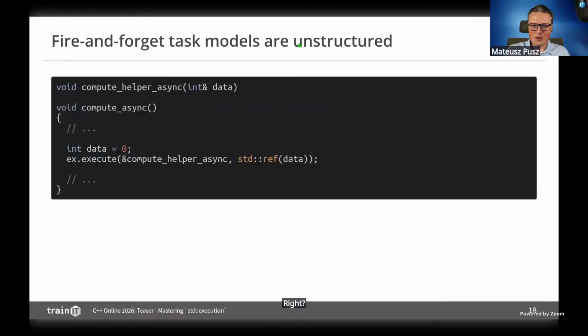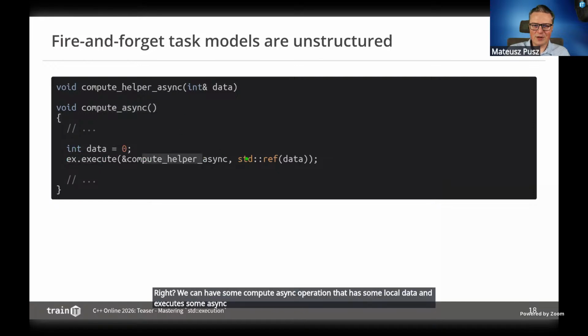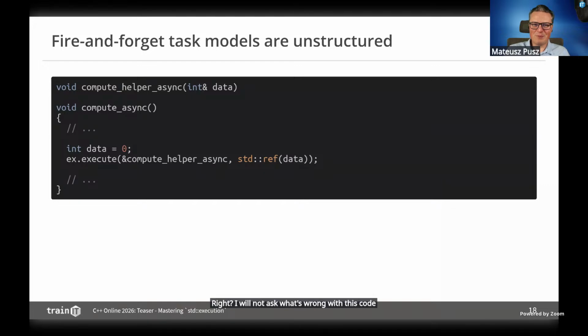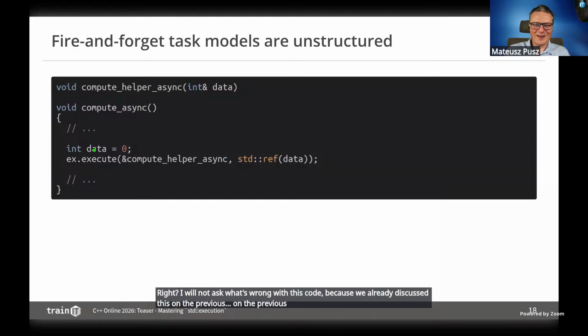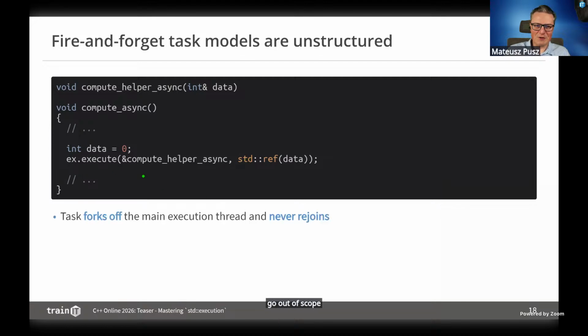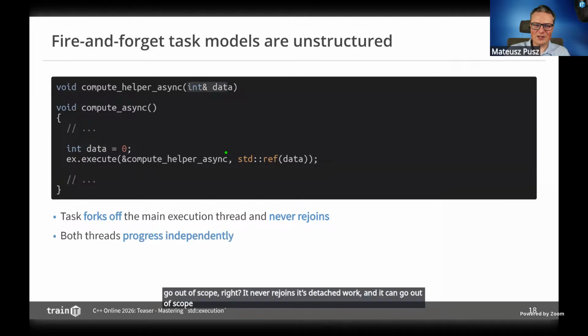Fire and forget task models are unstructured, right? We can have some compute async operation that has some local data and executes some async function, passing a reference to this data. I will not ask what's wrong with this code because we already discussed this in the previous teaser. Basically, it is going to go out of scope, right? It never rejoins. It's detached work, and it can go out of scope, and you may refer to some data that is not there. And there's nothing that prevents you from that.